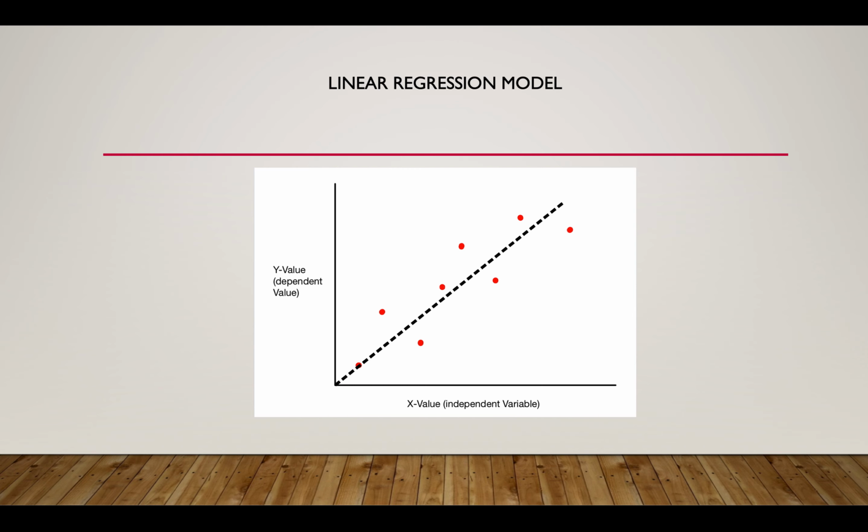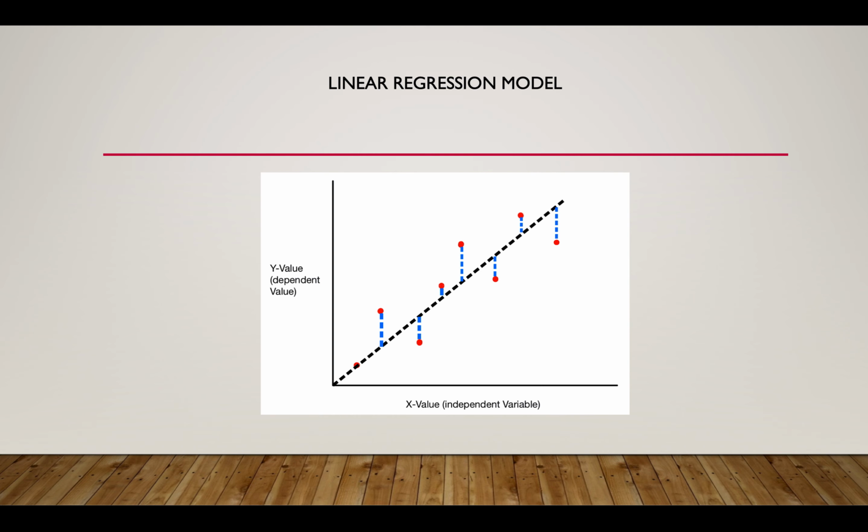Now, if we plot all these points onto a graph, we can see a slight relationship between the two. This relationship can either be positive or negative, and sometimes it can just be linear, like straight. We represent this relationship by using a line, and this line is referred to as the line of best fit, where we have the least amount of errors.